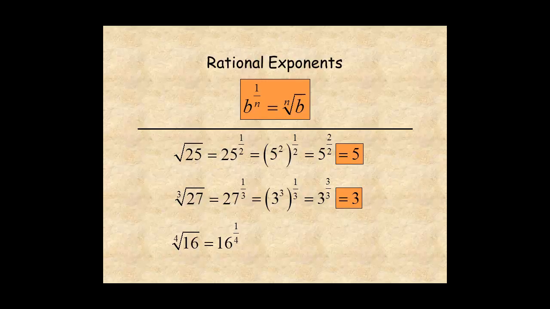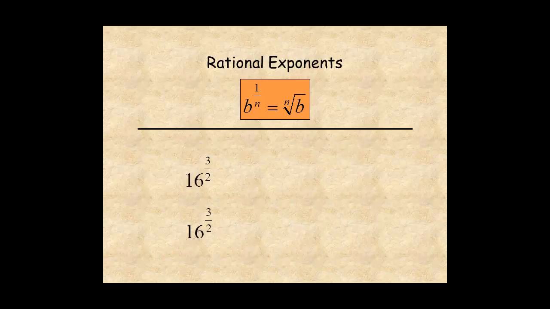Finally, for 16 to the 1/4, rewrite 16 as 2 to the 4. Then multiply the exponents for 2 to the 4 over 4, which is 2 to the 1. And so 16 to the power of 1 over 4 is equal to 2. So you can see rational exponents as roots make sense.